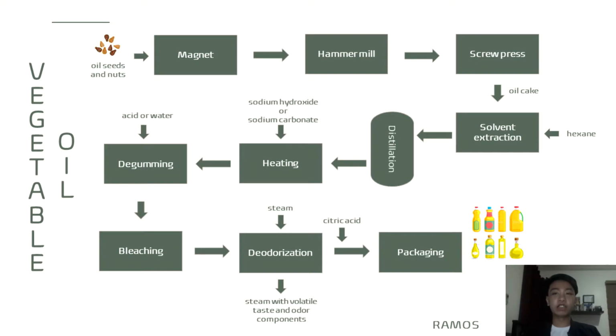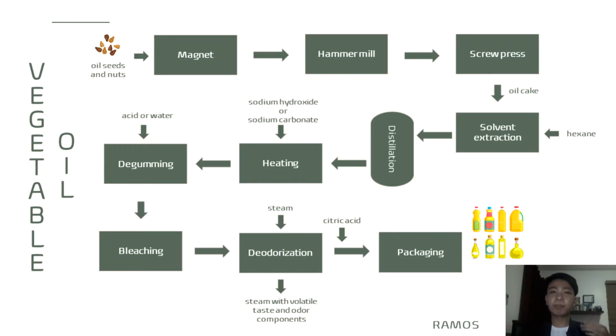We can use a volatile solvent such as hexane that dissolves oil from the oil cake. Since the solvent is volatile, meaning that it has a low boiling point and can easily evaporate, a distillation will be done to separate the oil from the mixture. Afterwards, the oil will be refined through a series of processes in order to remove color, odor, and bitterness.